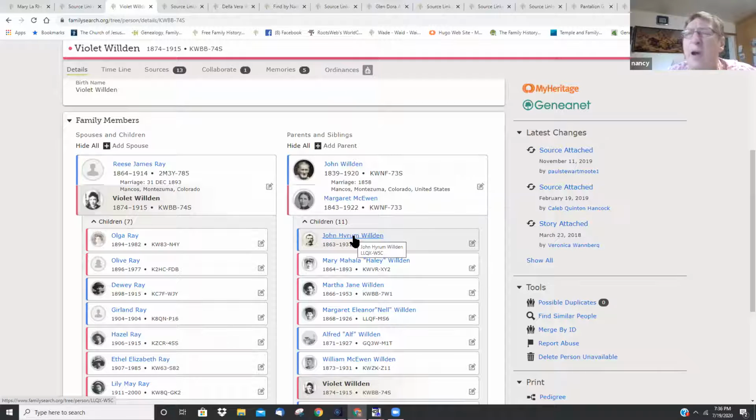Now that kind of surprises me, since she lived in Mancos, that she'd be living with relatives that live in Mancos. Do any of you have any ideas why somebody, a young girl about 19 years old, would be living with relatives in the same town?